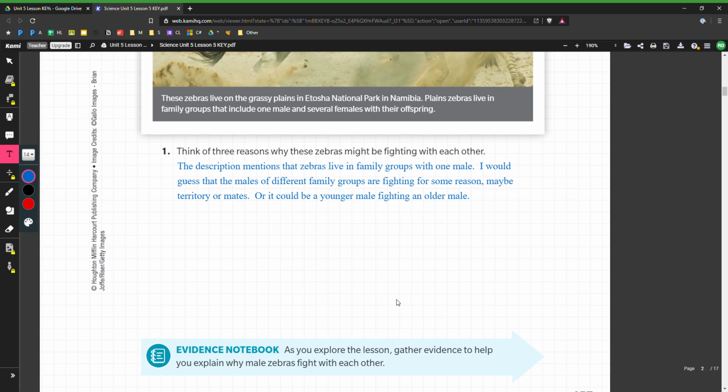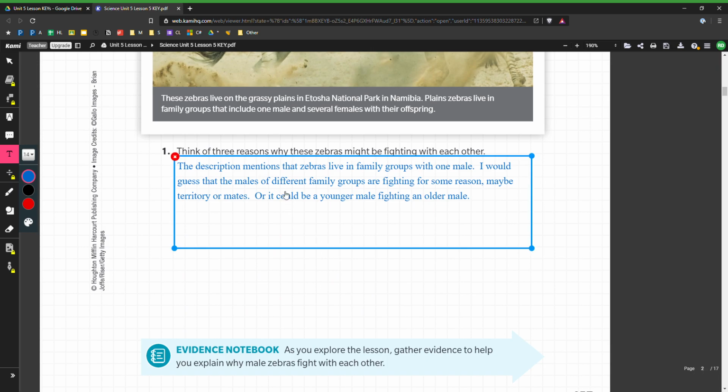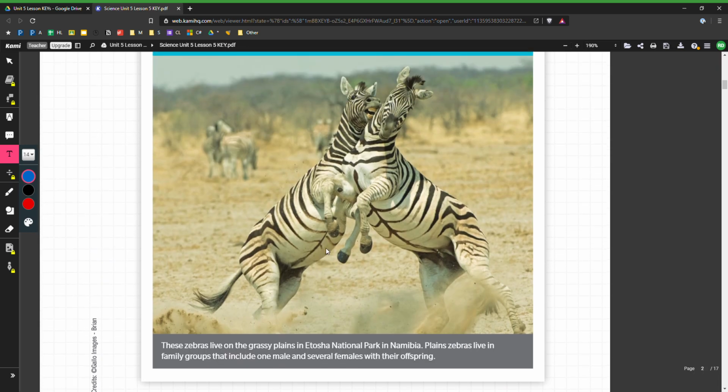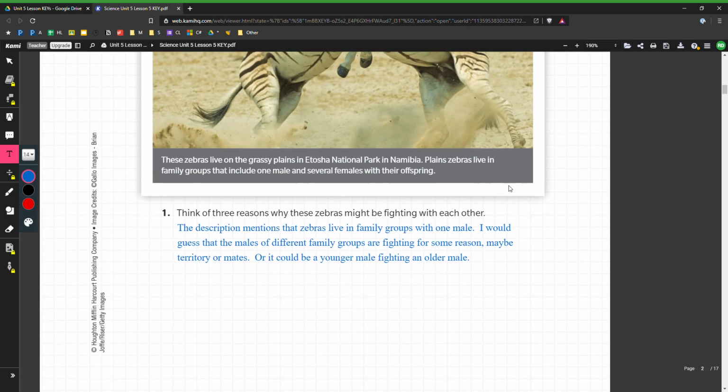Alright, so think of 3 reasons why zebras might be fighting each other. They could be fighting each other, I'm assuming these are 2 males, for dominance so they can mate, because it's saying that it's one male and several females, or maybe it's a younger male fighting an older male, or maybe it's just zebras fighting over territory and land. So there's the reasons.